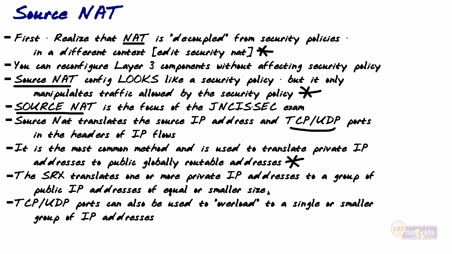The SRX will translate one or more private IP addresses to a group of public IP addresses of equal or smaller size. Now, how can it be a smaller size? Well, it can be. That's called overloading. Okay, so we can overload a bunch of internal addresses to a smaller set of public IP addresses. So the TCP and UDP ports can be used to overload a single address or a smaller group of IP addresses. Now, if you're from a Cisco environment, you probably know this is port address translation. Or in the newest versions of Cisco, it's called NAT hide, H-I-D-E.